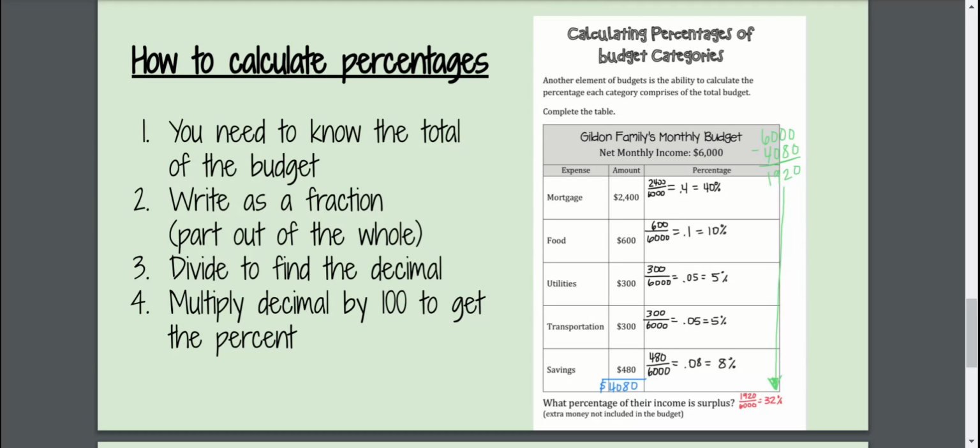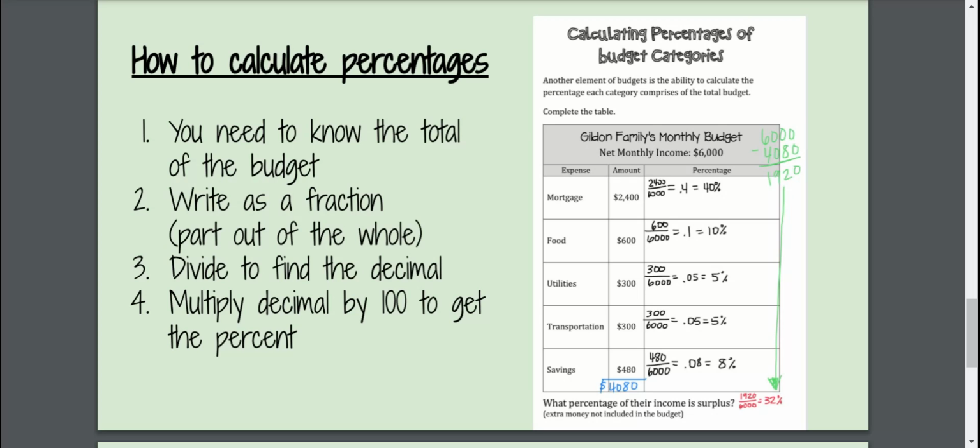Here's a couple more examples. So we have budget A on the left and budget B on the right. We're going to start with budget A. We started by totaling up all the expenses in the categories listed there that you see, and I got a total of $3,373. So let's say I wanted to see what part of that budget food was.